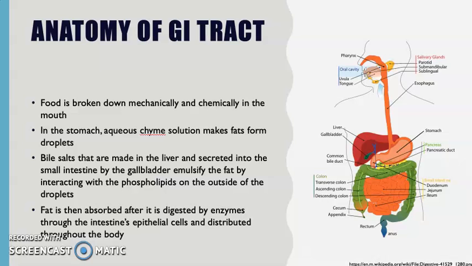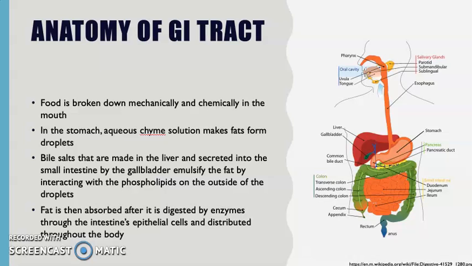Once it reaches the stomach, little digestion for the fat is done here, but the aqueous chyme solution makes fat form fat droplets. Once in the small intestine, where most of the fat is broken down, bile is excreted from the gallbladder, which can be seen here. Bile is made in the liver and then transferred to the gallbladder through hepatocytes, and then from the gallbladder to the pancreas through the common bile duct.